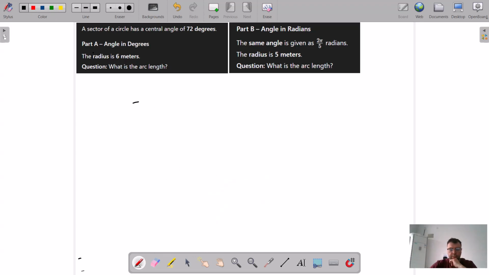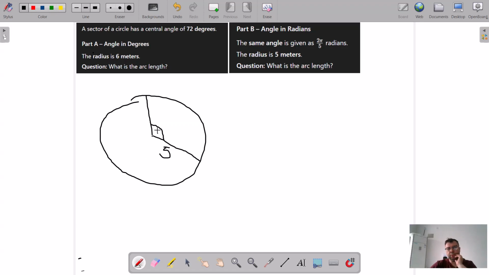Okay, so again we'll draw the circle. This is our big circle. Now the radius equals 5 meters. This is our radius, 5 meters. And we have an angle. And this time this angle is not a right angle, not a straight angle. It's given by 2 pi over 5 radians.